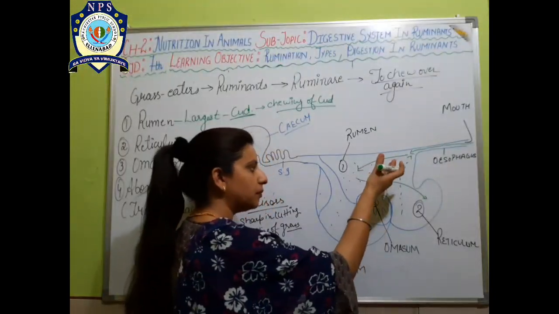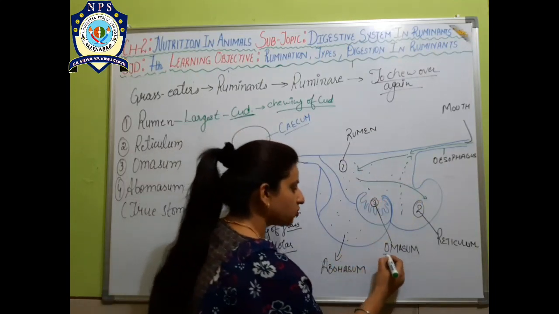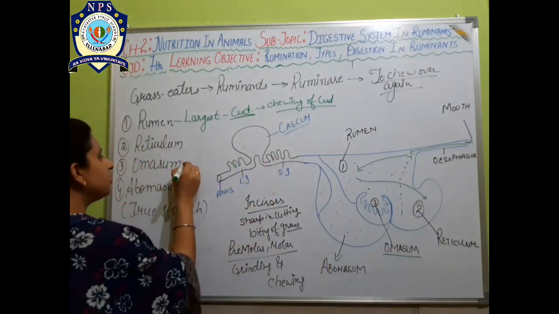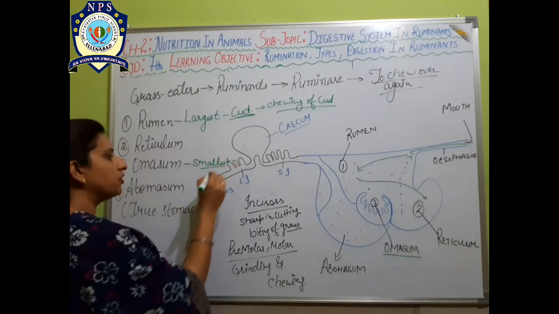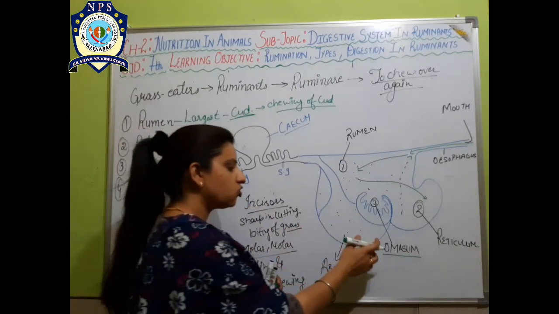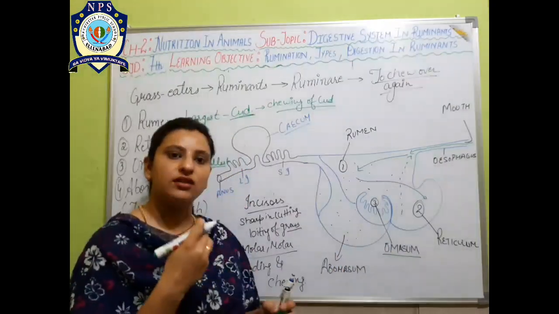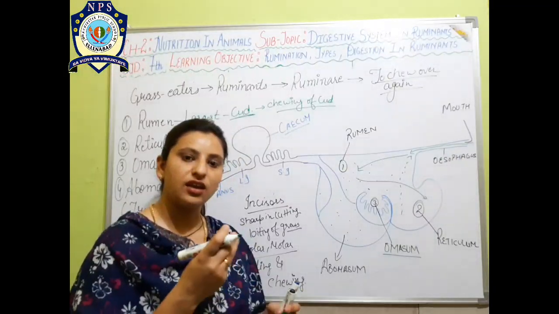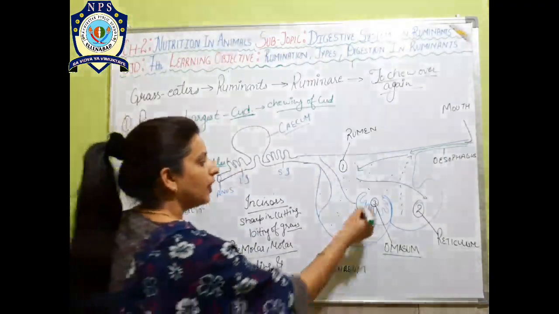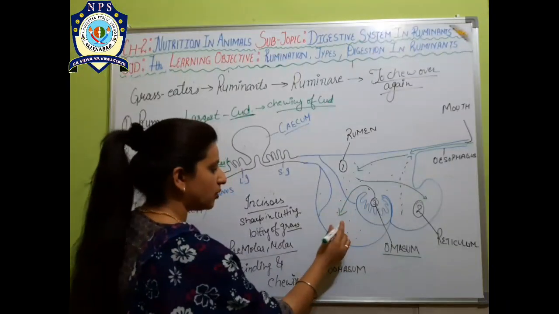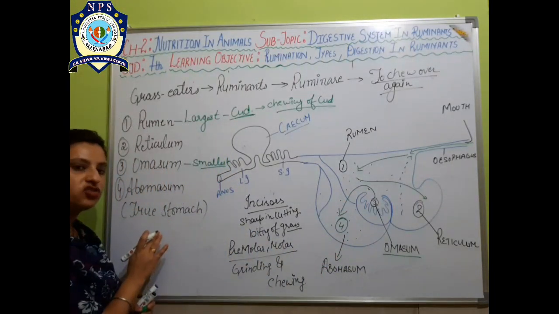It comes back by passing from first to second, then to the third chamber, that is called the omasum. Omasum is the smallest part of all. Okay, it is the smallest of all the four. So in the omasum, again the food is broken down into small pieces, and from the omasum the food enters into the last chamber, the fourth chamber, that is the abomasum, and it is also called the true stomach.